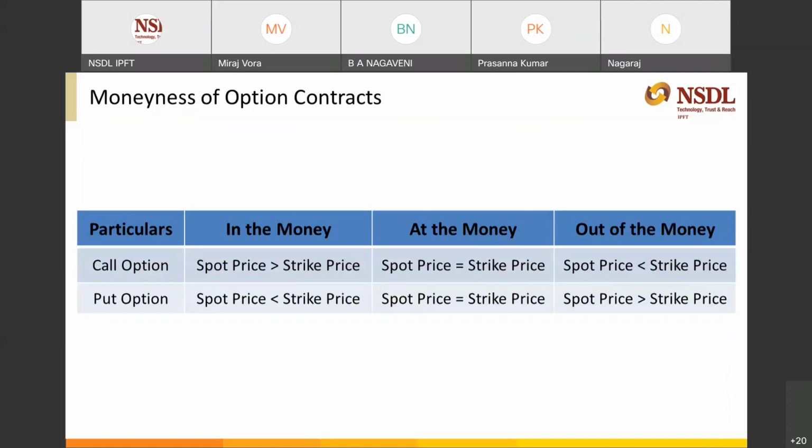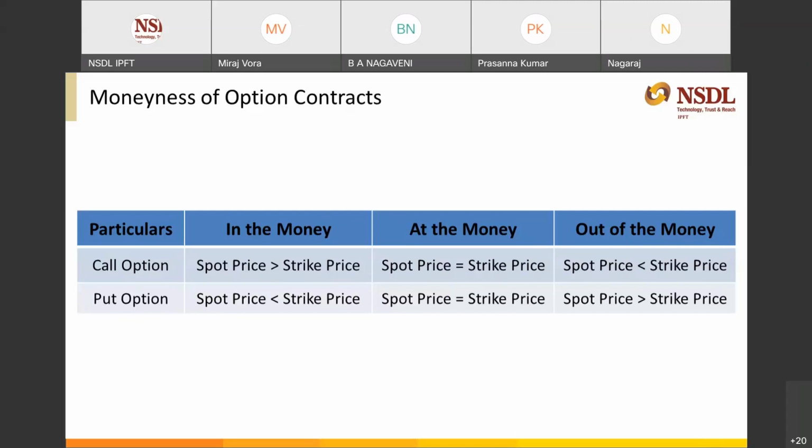Similarly, when your current price is lower than your strike price, in our example, when I can sell that particular share at 1000, that means I've bought a put option which gives me a right to sell that share at 1000, but the current price is 900. That means my current price is less than my strike price. I have an intrinsic value and that option is in the money.